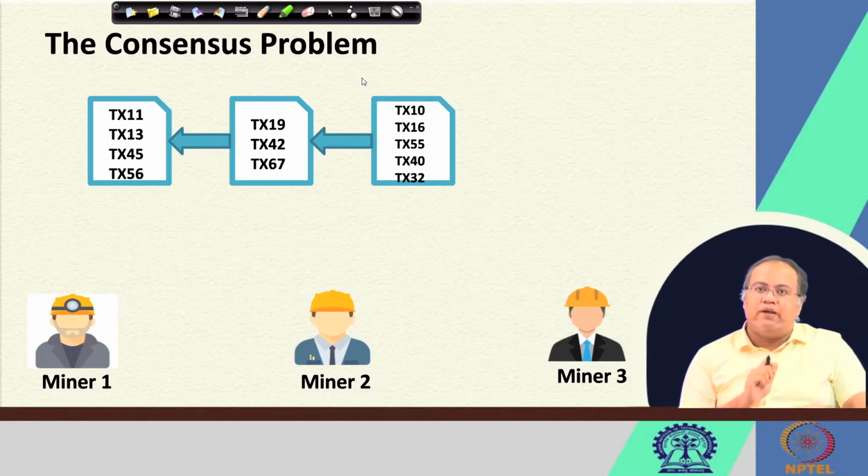Let us quickly look into the consensus problem. My consensus problem is something like this. I have an existing blockchain, and I have multiple nodes who are going to add blocks to the blockchain. These nodes we term the miners. Why we call them miners, we will see in the next lecture.